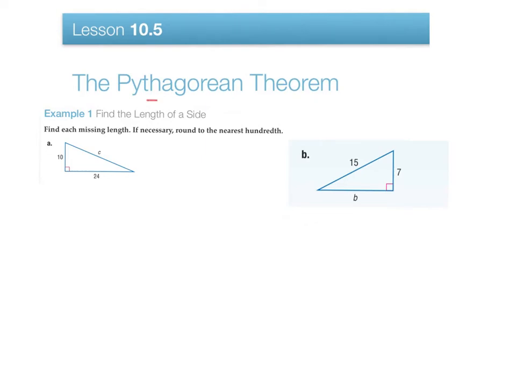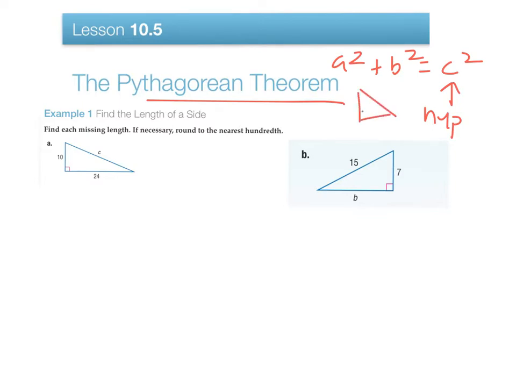To do the Pythagorean theorem, you need to know the formula, which is a squared plus b squared equals c squared. C is always the hypotenuse, and it's also the longest side. When you have a right triangle, it's always across from the little box. So this is always C.